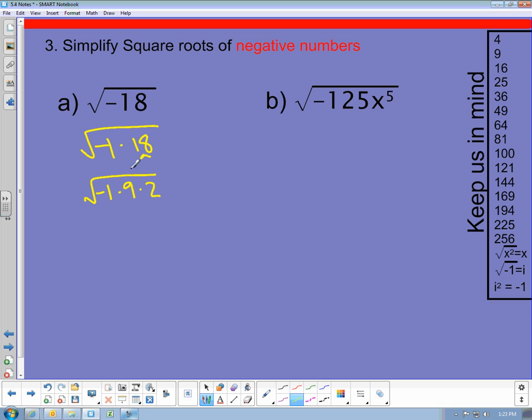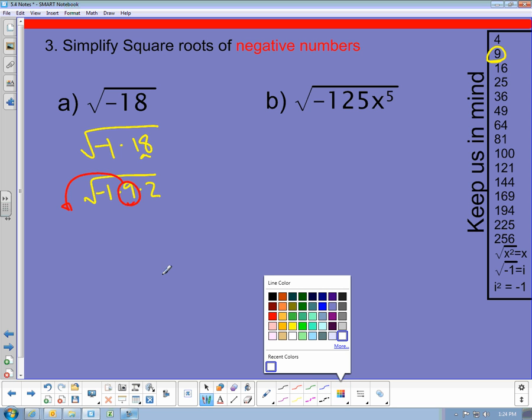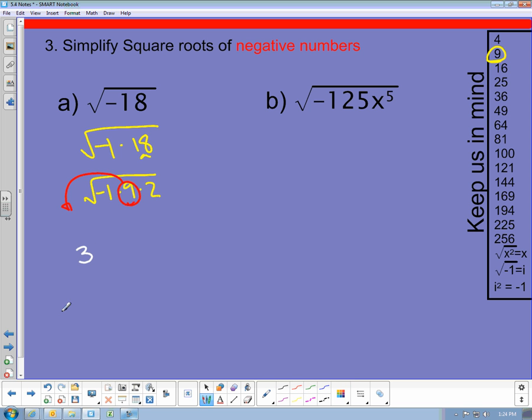And the reason I picked 9 and 2 is because 9 is one of those perfect square numbers. So then I know I can take this square root of 9 and bring it out. The square root of 9 happens to be 3, so I have a 3 out front. Now, the new addition to this is that we can take the square root of -1. The square root of -1 is i. I still have the square root of 2 left over, so that's what this looks like. I have 3i times the square root of 2.